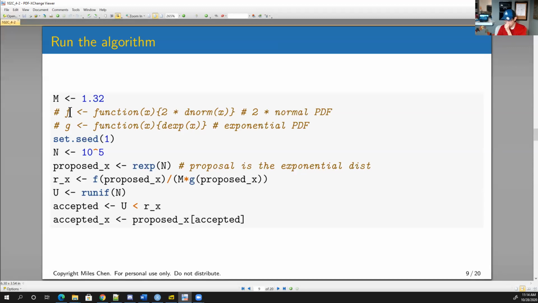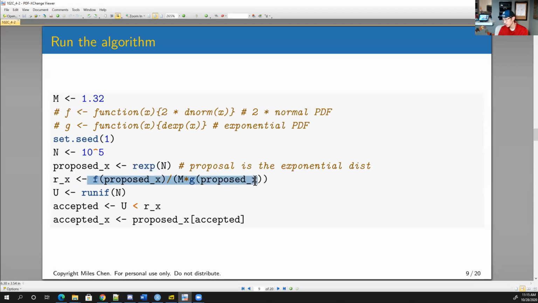The f is 2 times the normal PDF, and g is the exponential PDF. I'm just using R's built-in functions here, dnorm(x) and dexp(x), but you could enter these yourself if you need to. And I generate 100,000 values from the random exponential. So the values are being generated from our proposal distribution g, that's the random exponential. And then we're going to accept them based on this ratio.